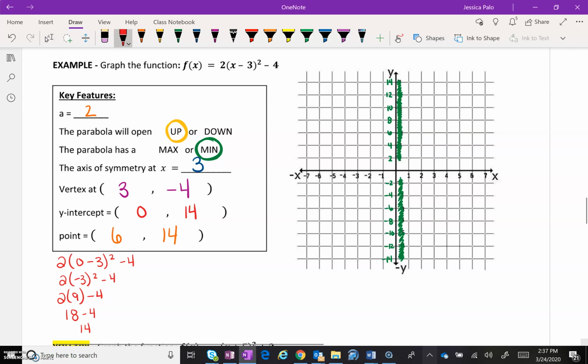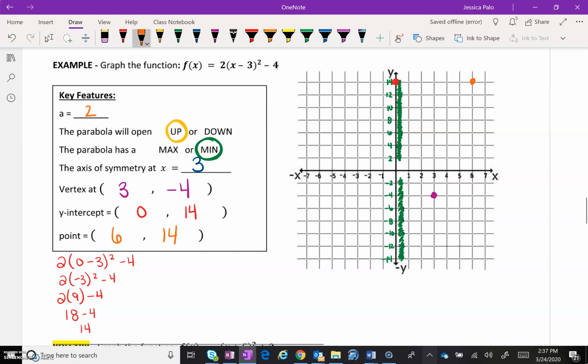So first I'm going to plot my vertex. We have a vertex at 3, -4. There we go. And our y-intercept is 0, 14. And our other point is at the same value on the y-intercept, but 3 points on the other side of the vertex. So we are at 6, 14.